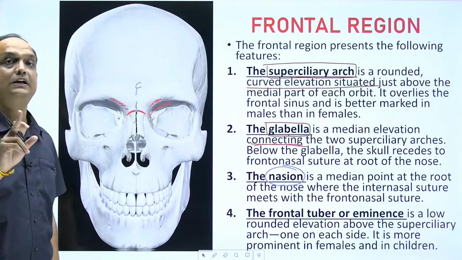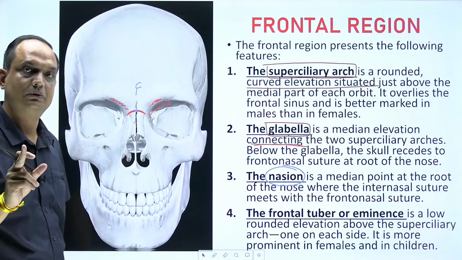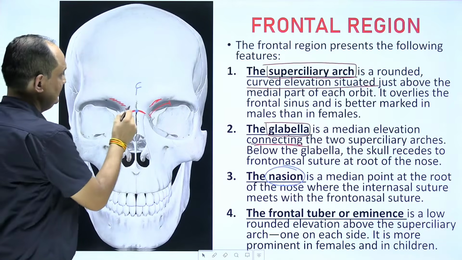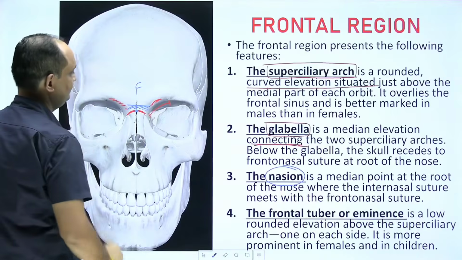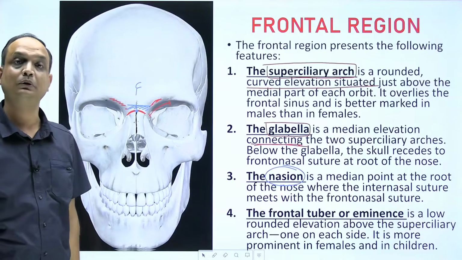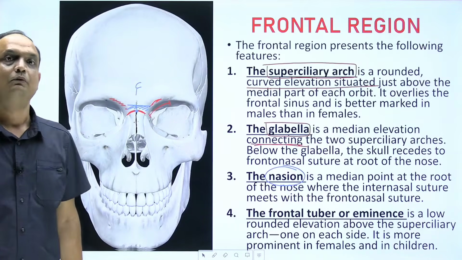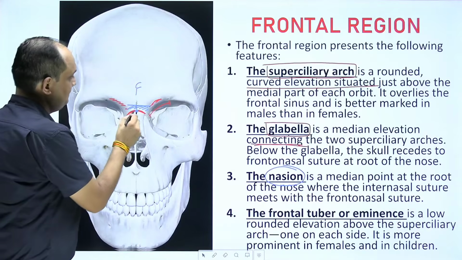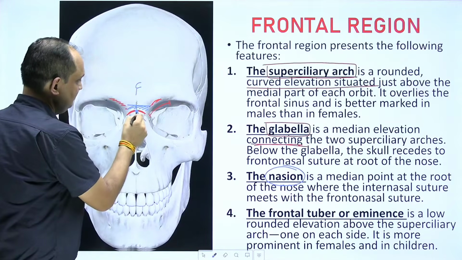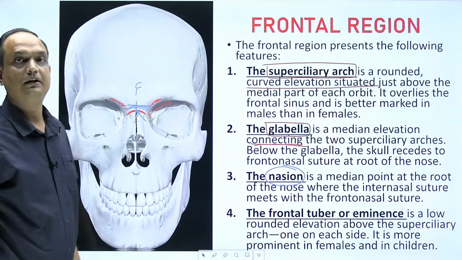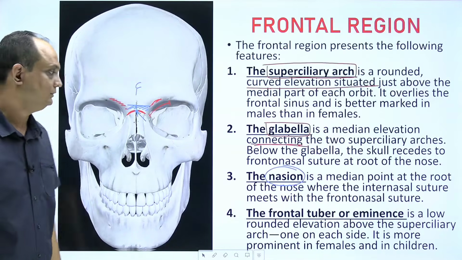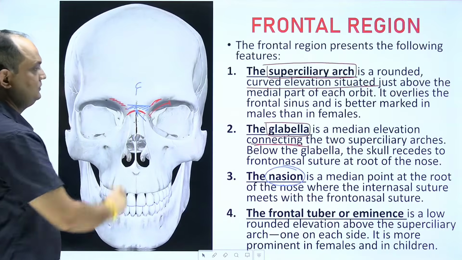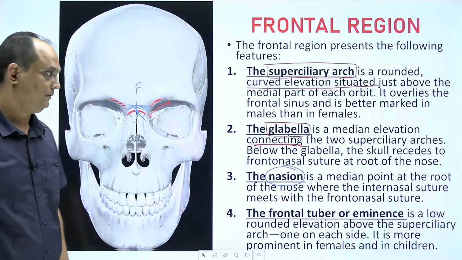So what is the difference between the glabella and nasion? So glabella is the area which lies adjacent to the frontonasal suture, connecting both superciliary arches. What is nasion? Nasion is a point of intersection between the two sutures, internasal suture and frontonasal suture. So that is the difference between the definition of glabella and nasion.